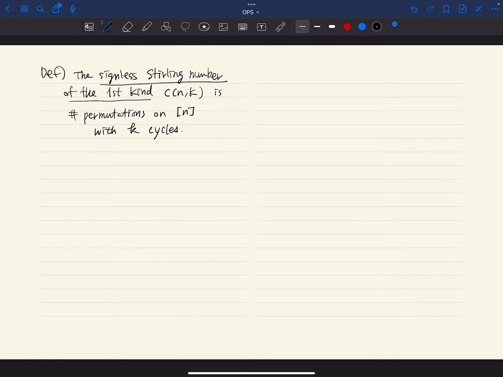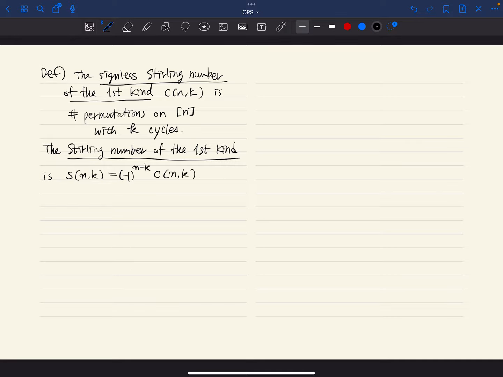And the Stirling number of the first kind, which we denote by lowercase s(n,k) (the capital S(n,k) is the Stirling number of the second kind), has a sign, so it's (-1)^(n-k) c(n,k). So the signless Stirling number of the first kind is the absolute value of the Stirling number of the first kind. And actually, you notice that this is the sign of any permutation with k cycles, right? Because the sign of a permutation is (-1)^(n minus the number of cycles).